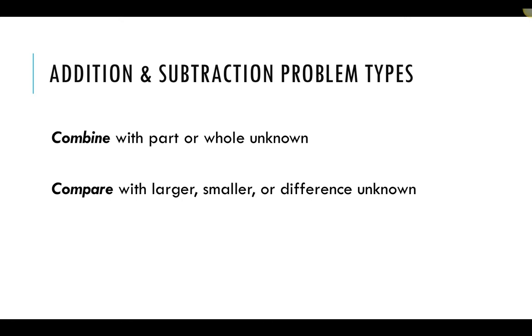So when we combine, there's parts. We combine parts to make a whole. And when we compare, there's usually a larger one, a smaller one, and a difference. And sometimes the part will be unknown, or the whole, or the large one, or the small one, or the difference. The one that's unknown is the one you're trying to figure out, and it helps you decide what exactly you're going to do.